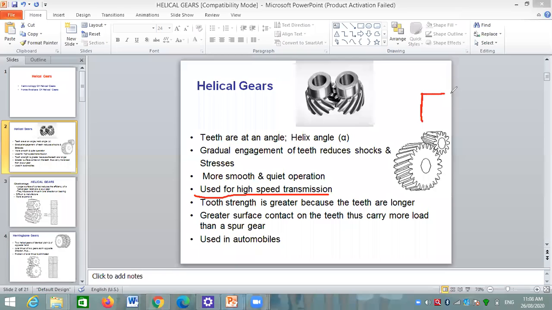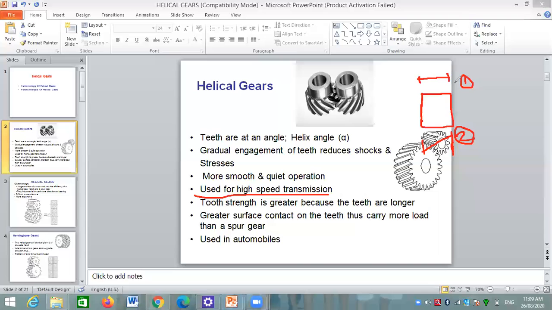Suppose this is the width of our gear, and if we consider this a spur gear, then the length of the teeth is this straight line. But if we consider the same as a helical gear, the teeth are inclined, like this. Suppose I mark this line as 1 and this line as 2. If we compare these two lines, the width of the gear is the same, but the length of line 2 is more than line 1.